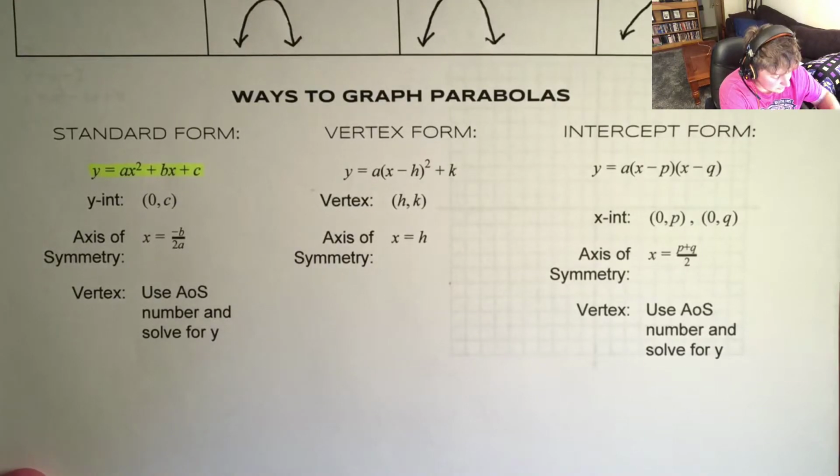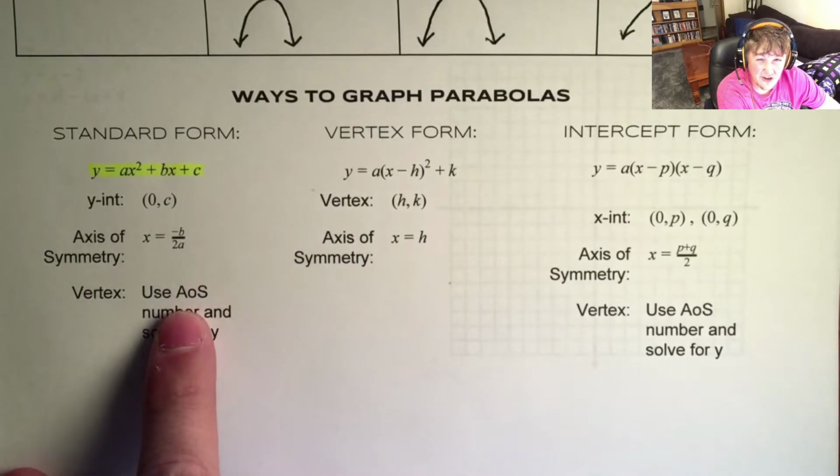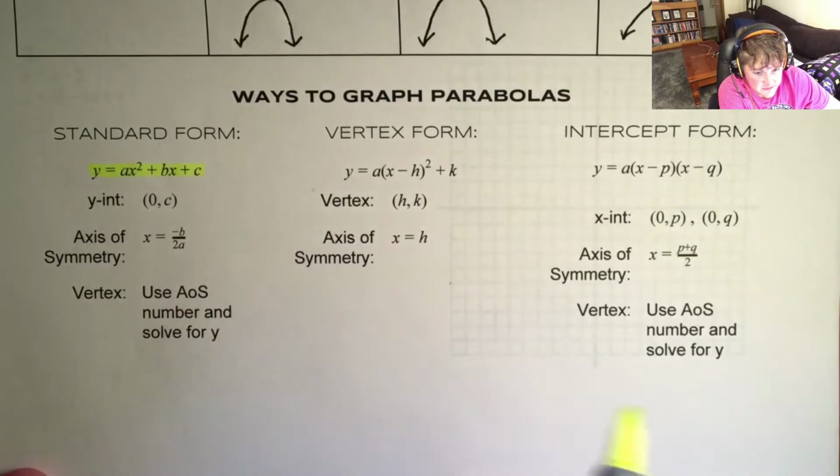So if you remember, standard form, or polynomial form, is actually kind of the hardest one to graph, although it has some really nice features to it.